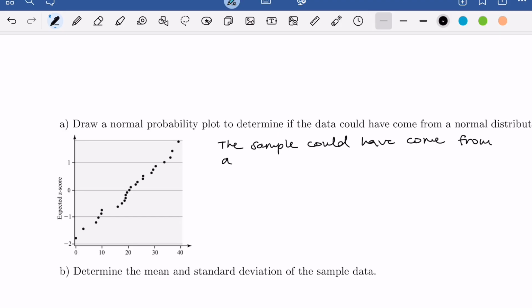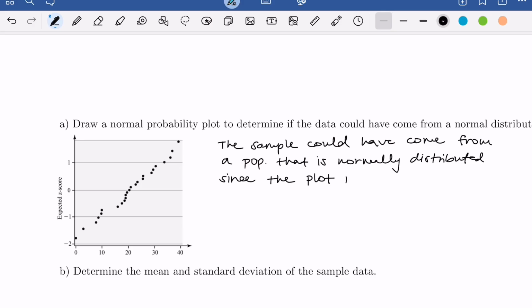So the sample could have come from a population that is normally distributed, since the plot here on the left is roughly linear and we don't have any crazy outliers here. So that's it for part A.